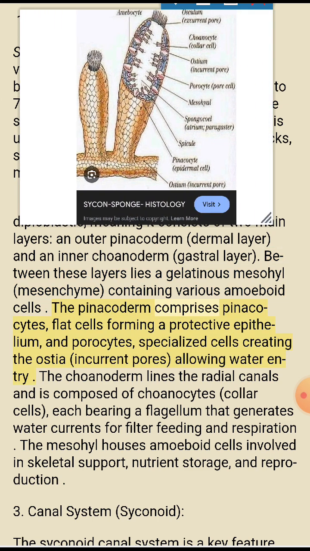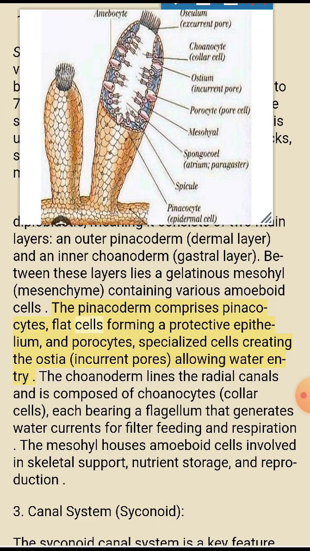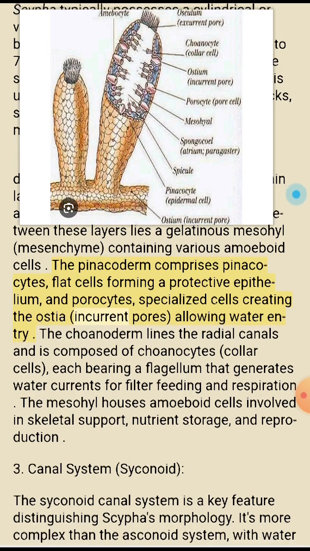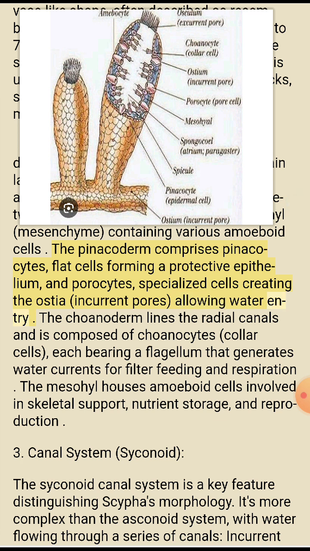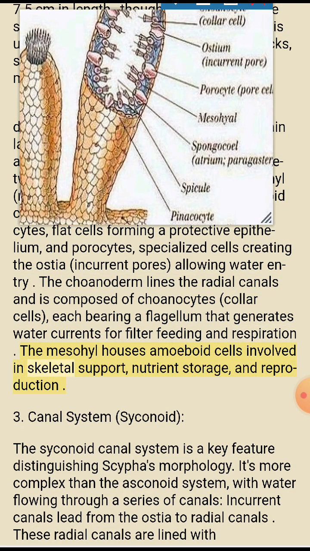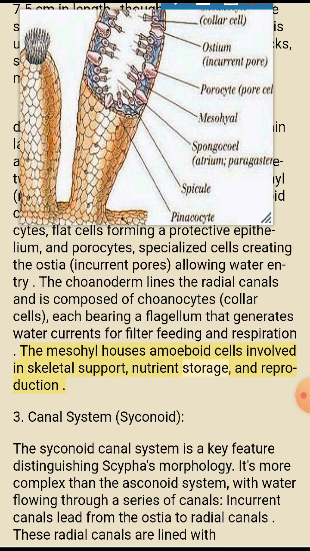The pinacoderm comprises pinacocytes, flat cells forming a protective epithelium, and porocytes, specialized cells creating the ostia, incurrent pores, allowing water entry. The choanoderm lines the radial canals and is composed of choanocytes, collar cells, each bearing a flagellum that generates water currents for filter feeding and respiration. The mesohyl houses amoeboid cells involved in skeletal support, nutrient storage, and reproduction.